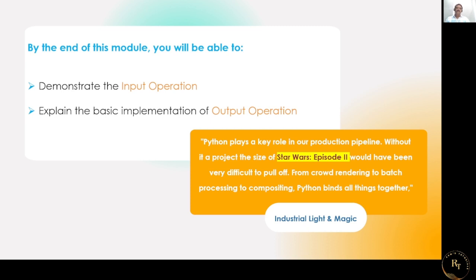This is a quote from Industrial Light and Magic. If many of you have heard about this enterprise, it basically does all kinds of animated movies in Hollywood, right? And they extensively use Python for their animation. If you search for Industrial Light and Magic, you will find almost 90% of the Hollywood movies which are animated are created or produced by Industrial Light and Magic. So you can understand how extensively Python is used in animations, games or videos.